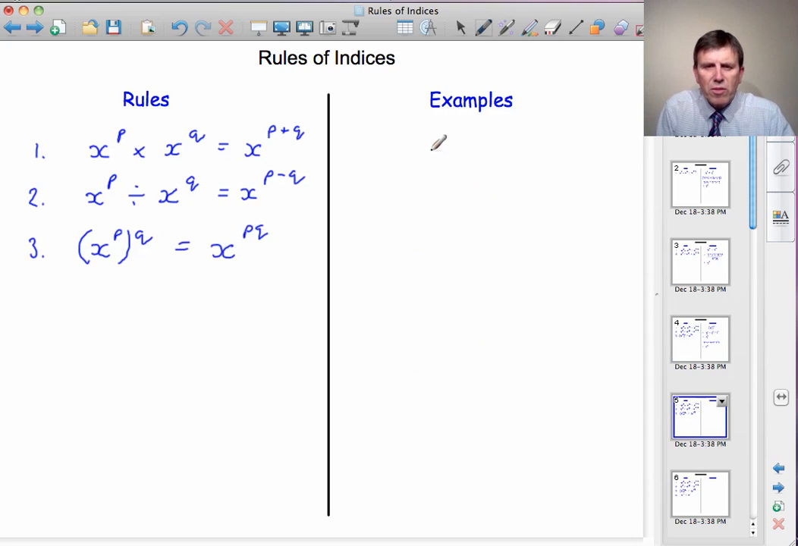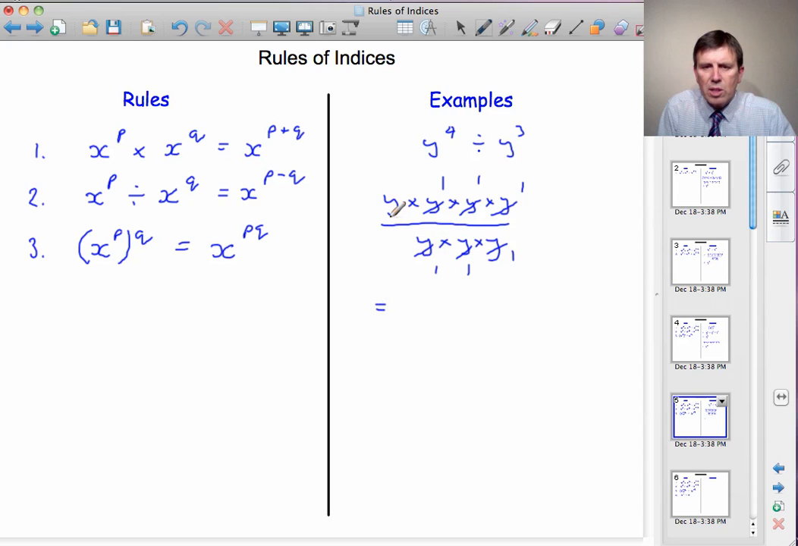So let's find rule number 4. Let's consider y to the 4 divided by y cubed. Well, y to the 4 is y times y times y times y. And if I divide that by y cubed, we can see that I can cancel y with y, cancel y with y again, and again. And all I'm left with is y on the top, times 1 times 1 times 1, which is still y.